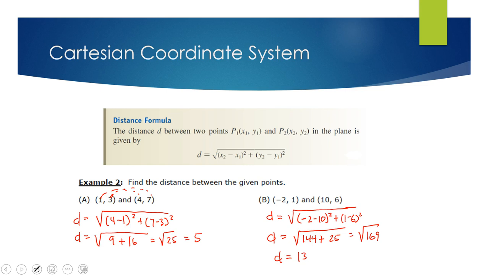Now keep in mind, you're not always guaranteed to have whole numbers or integers for these. Sometimes you will have decimals. Sometimes you will not be square rooting a perfect square. It can happen, so don't get alarmed if you see that in anything that you practice along the way. It certainly can happen, and oftentimes does happen.